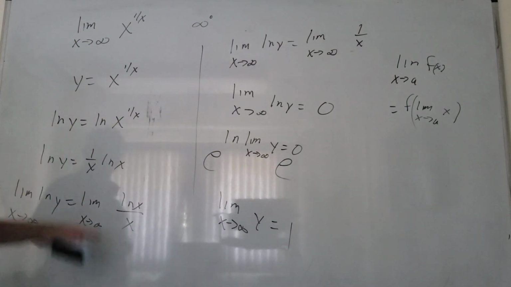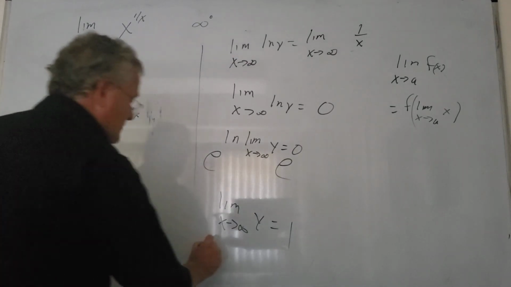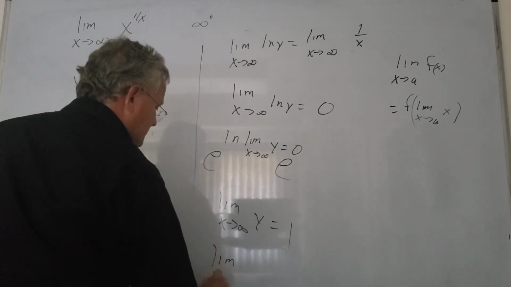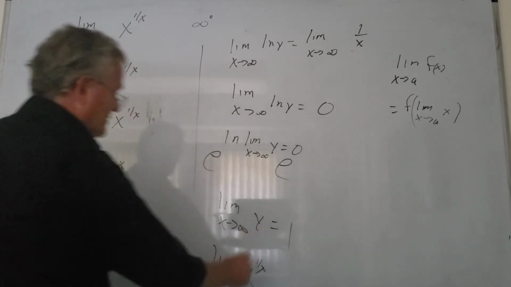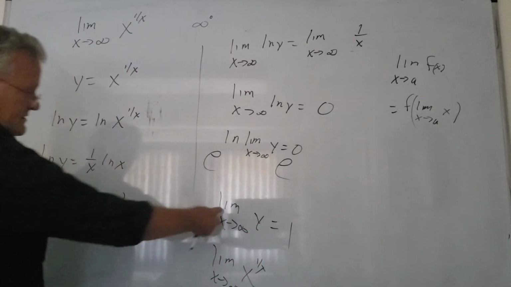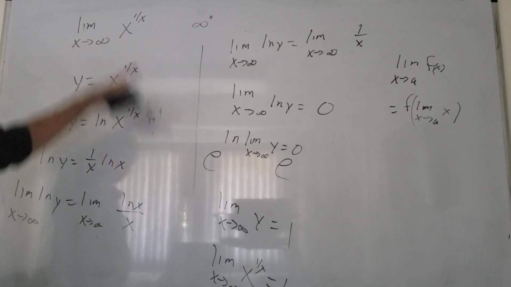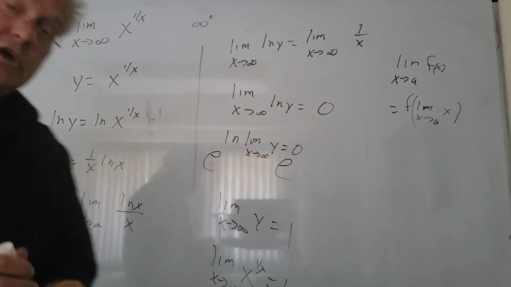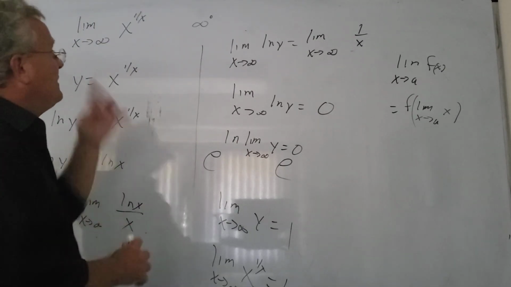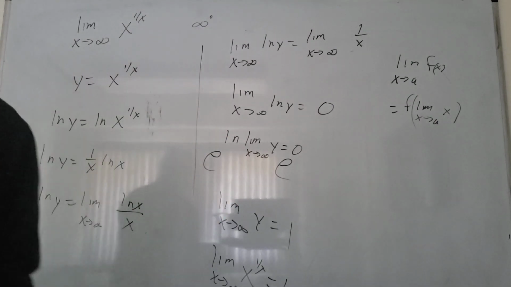But remember, what is y? Y is x to the 1 over x. So we found the limit as x goes to infinity of x to the 1 over x. I'm just substituting for y into this. We found that's equal to 1, and that's what we wanted to find. So that limit, in this case, is equal to 1. But all indeterminate forms of infinity to 0 are not equal to 1. This one happened to be.